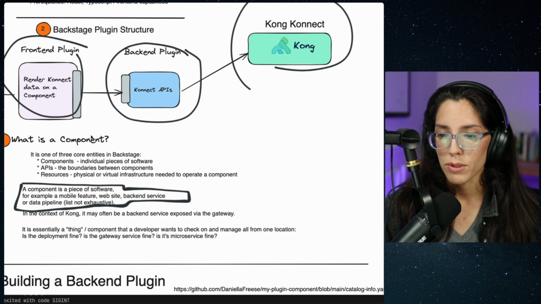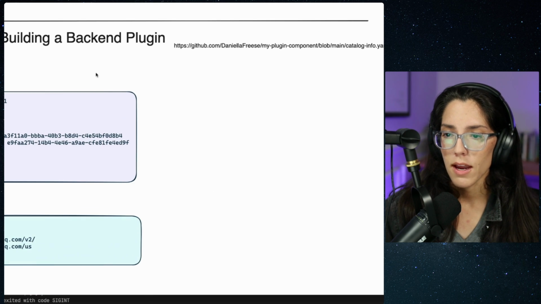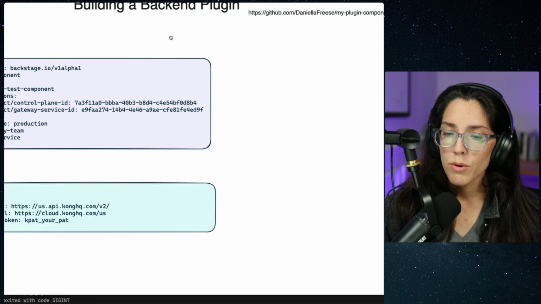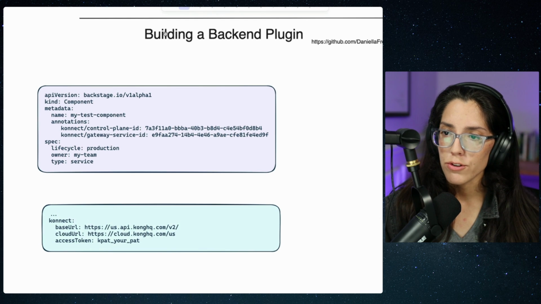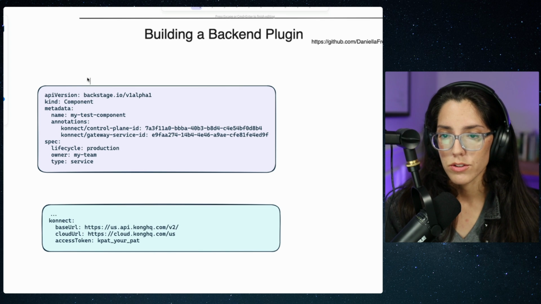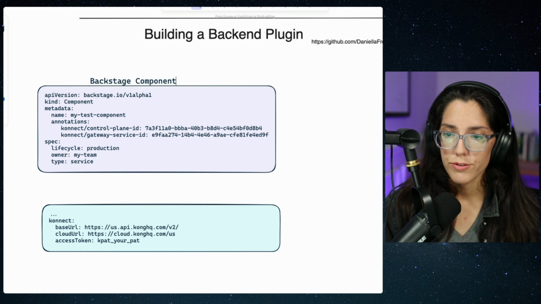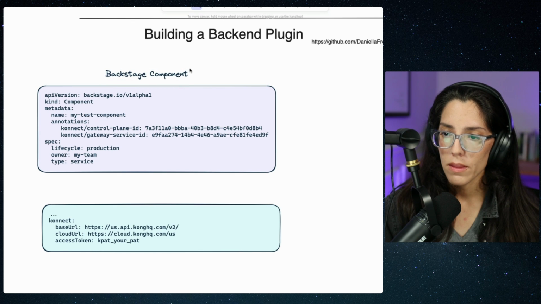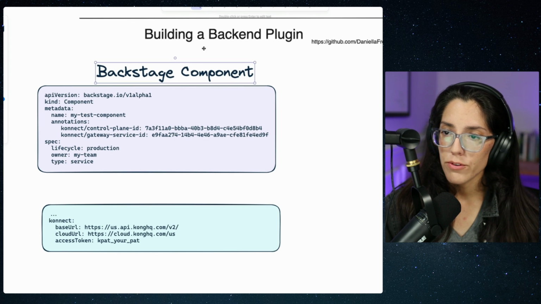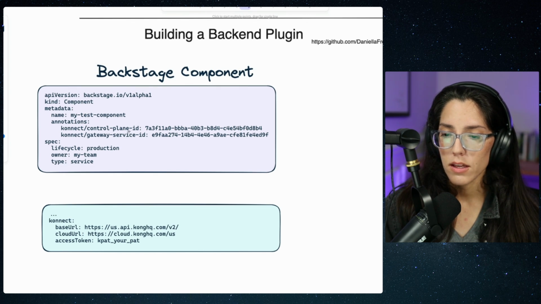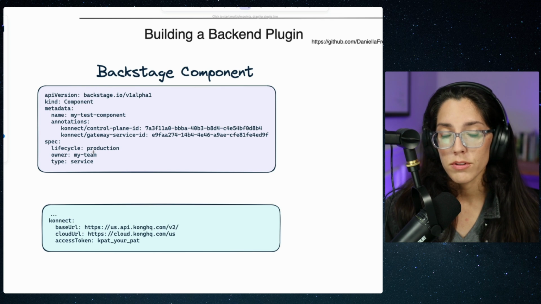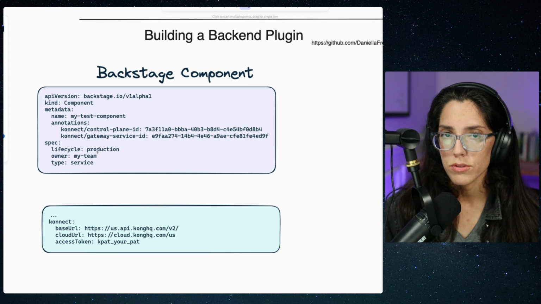So for the backend plugin, what exactly do we need to make this happen? Well, there's a number of bits of data that we're going to need, and so first is what would be needed on a Backstage component. So this is our Backstage component right here. The first thing to highlight is that a component is just an attribute that you want to be tracking in Backstage. We talked about that in part 1.